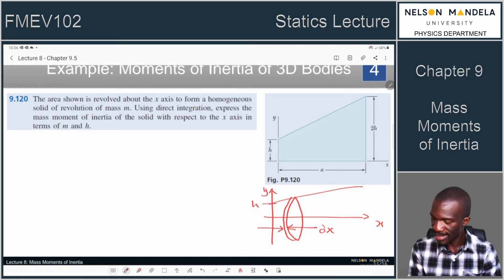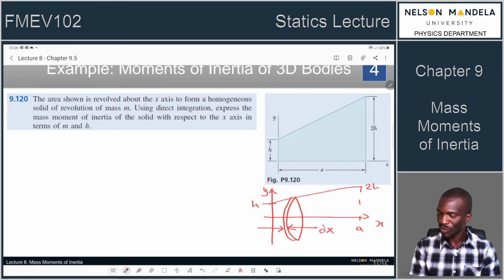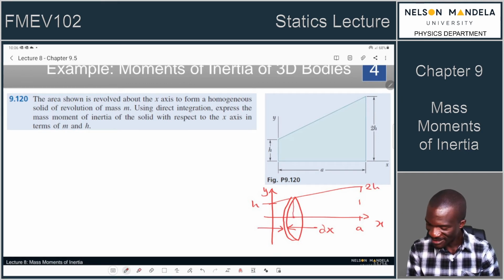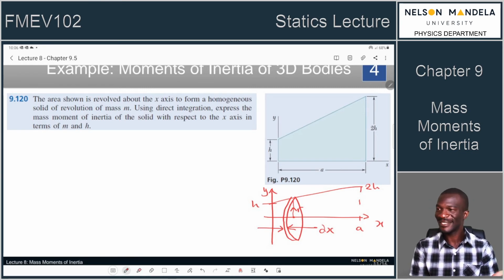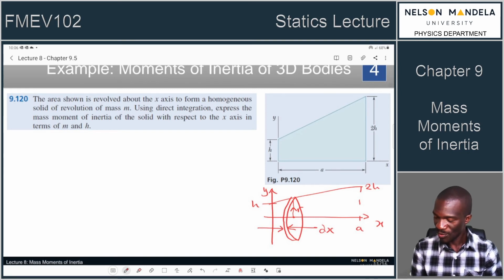This is its end point at a, where y is equal to 2h. This would be y is equal to 2h. So already, can you see something here? This radius is actually a function of y, isn't it? It's actually y as a function of x. So what does this mean?